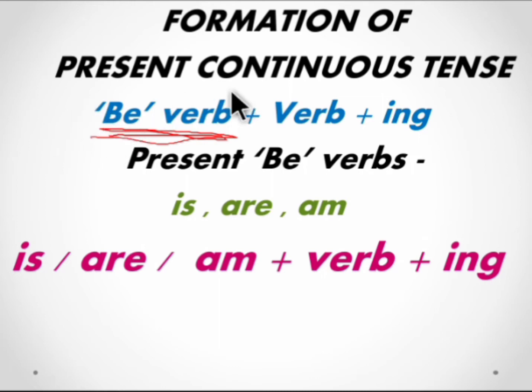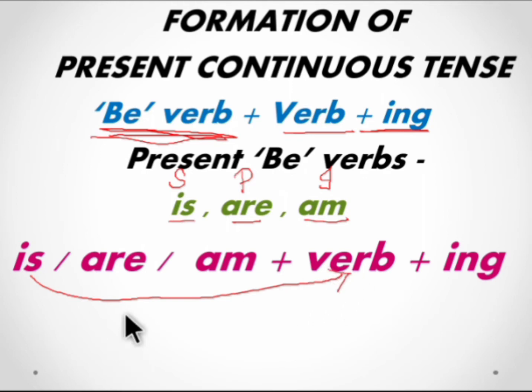So the be form of verb for present continuous tense plus verb, and we add ing with that verb. And the present be verbs are is, are and am. Is is used with singular nouns, are is used with plural nouns, and am is special and am is used with I. So we use either is plus verb plus ing, or are plus verb plus ing, or am plus verb plus ing. This depends upon the subject that is given. So the formation of present continuous tense is be verb plus ing.